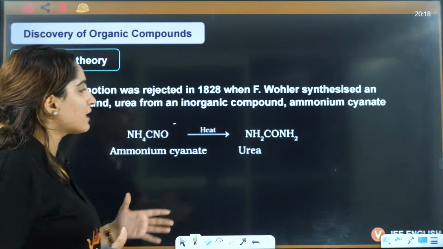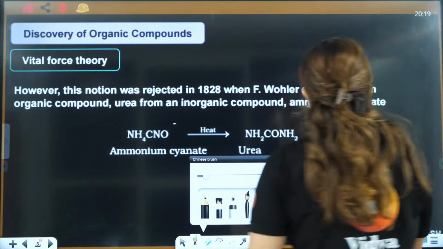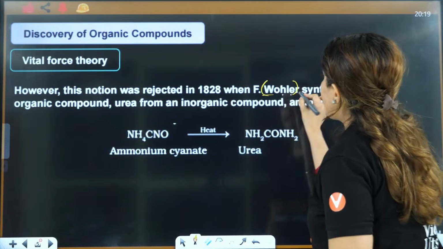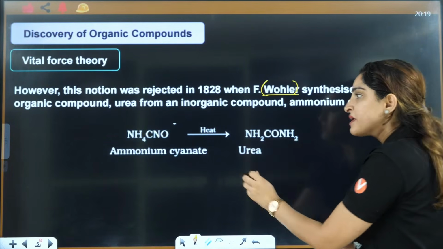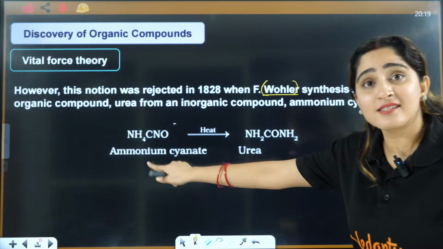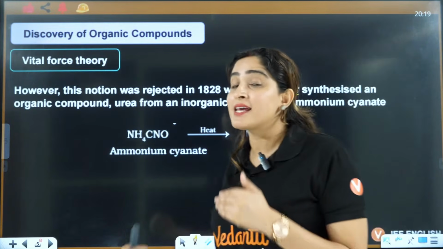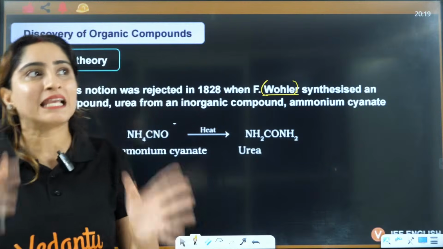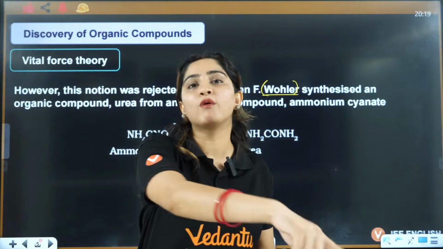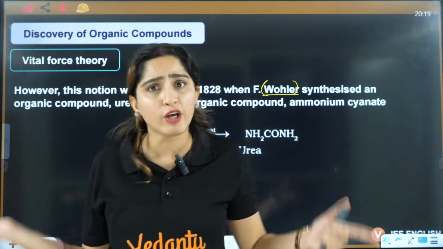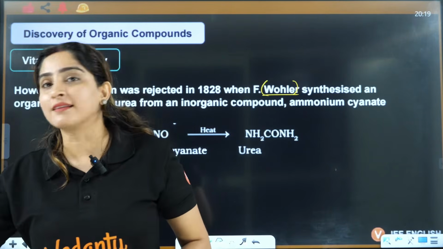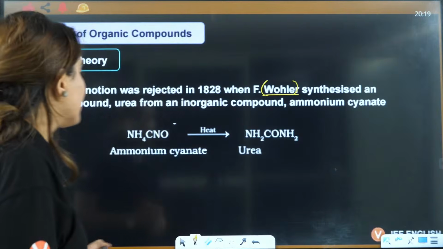But after that, a scientist came, that is Wohler, right? Wohler synthesized an organic compound named urea in the lab. Once he synthesized it in the lab, it was clear that organic compounds can be synthesized in the lab, and that's why now we have so many organic compounds that are synthesized in the lab, right?